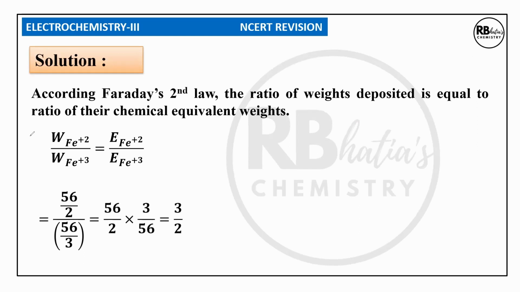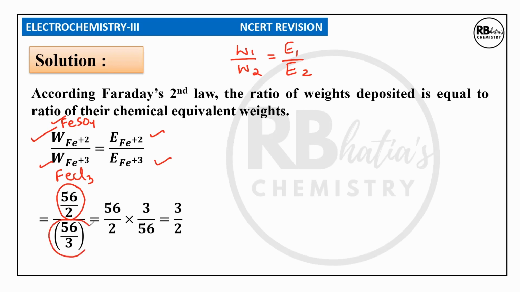So how do we work on this? Weight of ferrous from ferrous sulfate upon weight of ferric from ferric chloride is going to be in ratio of their equivalent weights. Why? According to second law of electrolysis, W1 upon W2 is E1 upon E2. So what is E? E is 56 by 2 for ferrous ion and 56 by 3 for ferric ion. Why? Because it's atomic weight upon the N factor, which is equal to the charge. So simply take a ratio. We are going to get our answer as 3 by 2.